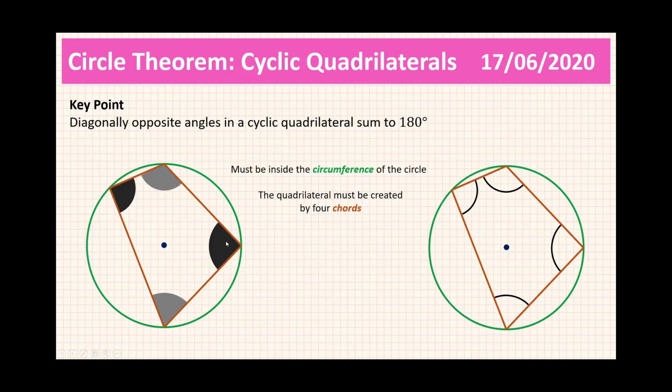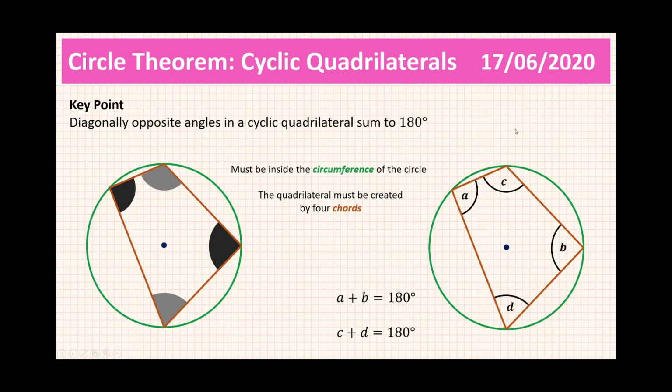So if you have a look, the two darker grey angles are equal and the two light grey angles are equal. If you wanted to do that in terms of algebra, because it's really important that we can generalize these things, we look at the second diagram. We have A and B, which are diagonally opposite, and C and D, which are diagonally opposite. And because of our circle theorem, we know that A and B must sum to 180. And of course, C and D must also sum to 180 because they are diagonally opposite angles in a cyclic quadrilateral.